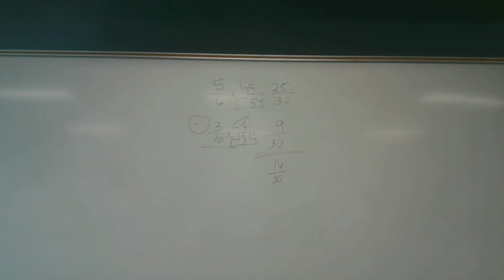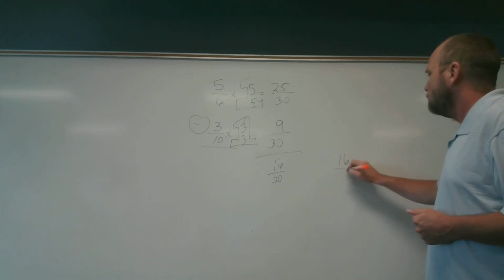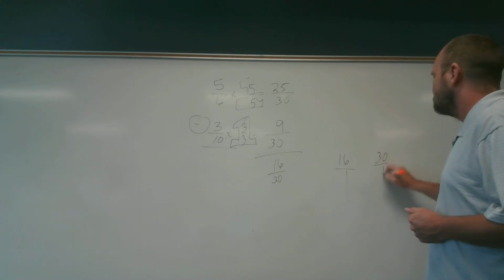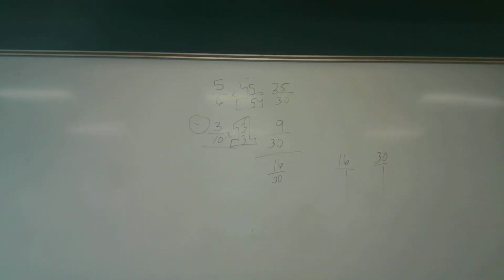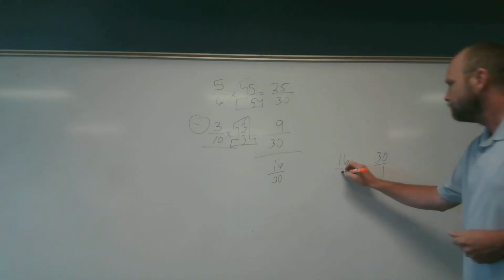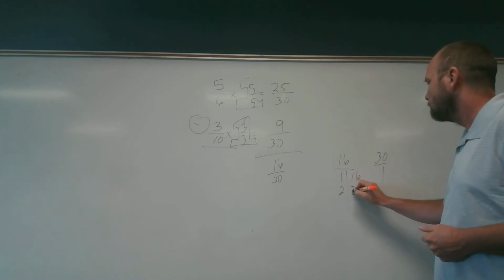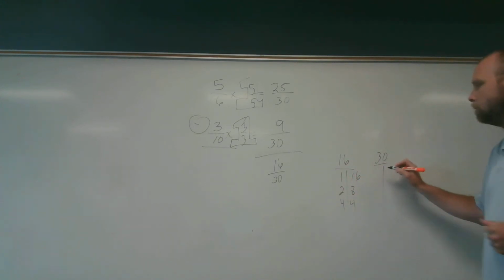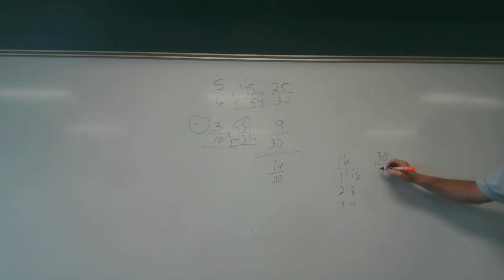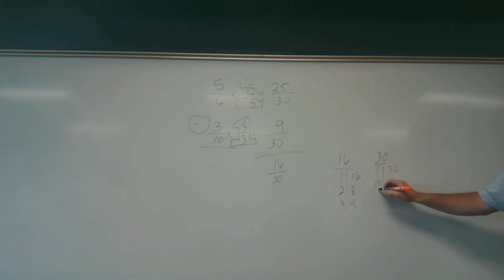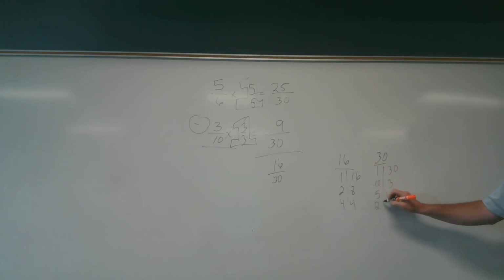Now that can be simplified. I'm going to find the factors of 16 and the factors of 30, and Eric's going to help me. What are my factors of 16, Eric? 1 and 16, 8 and 2, 4 and 4. Good. 30. 1 and 30, 10 and 3, 5 and 6, 15. Eric, what is the greatest one that appears in both rows?